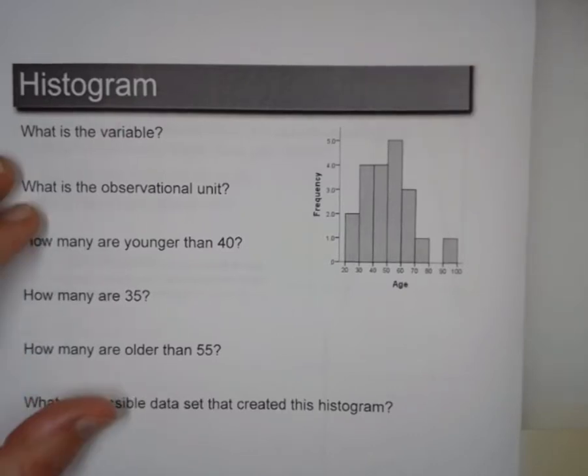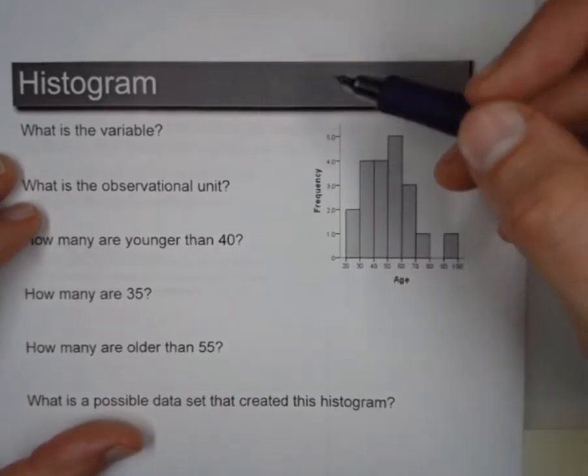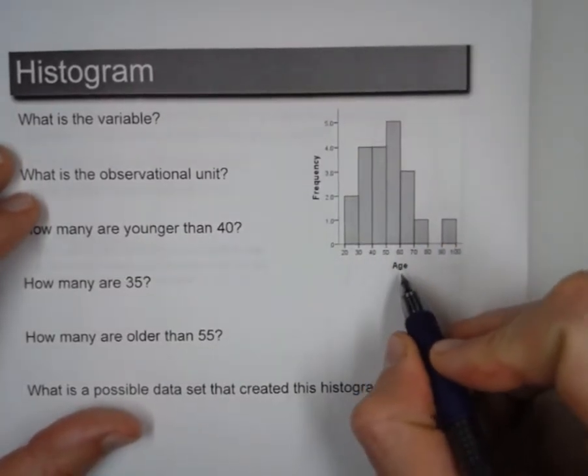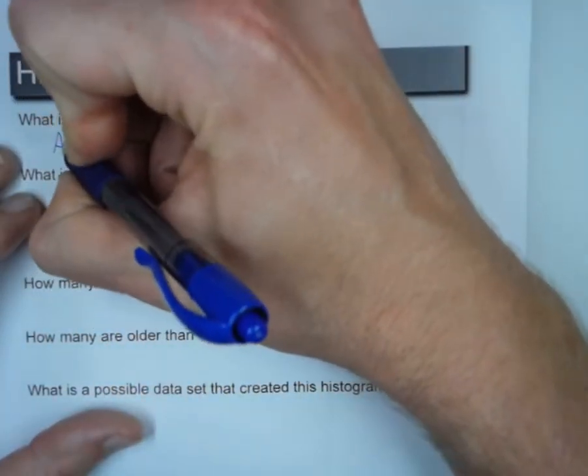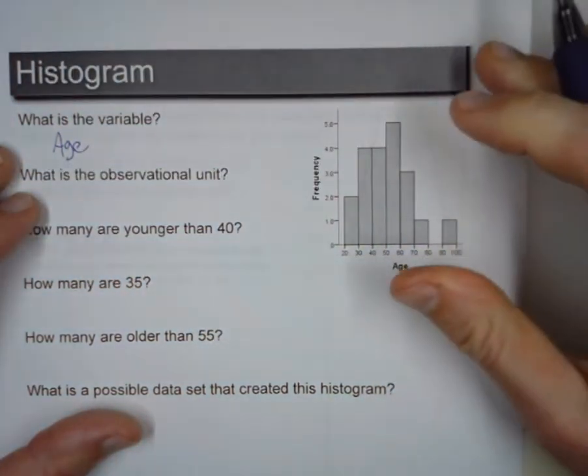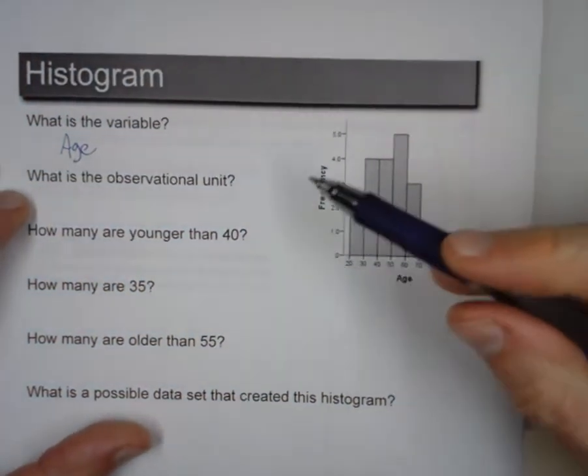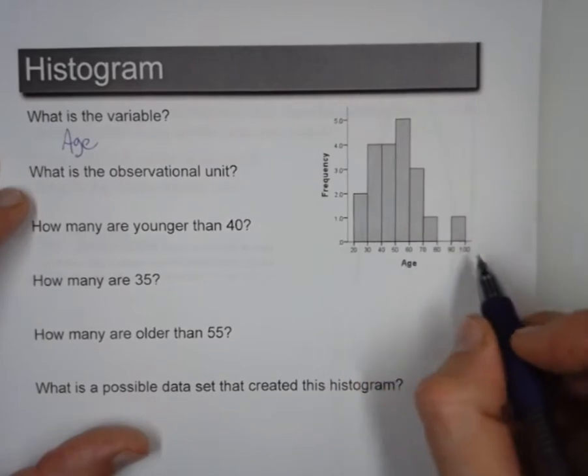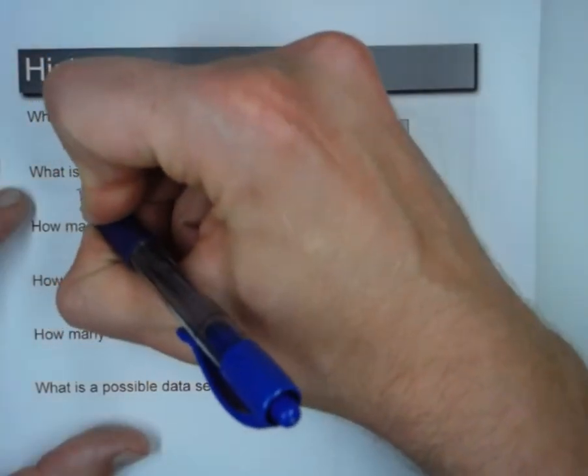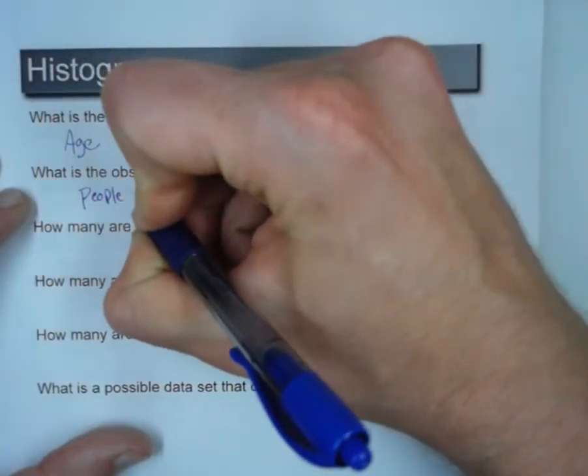All right. So here, the question is, what is the variable? Well, we look down here. The variable is age. What is the observational unit? Well, you're only going to get ages from the 20s to the hundreds, probably from people surveyed.